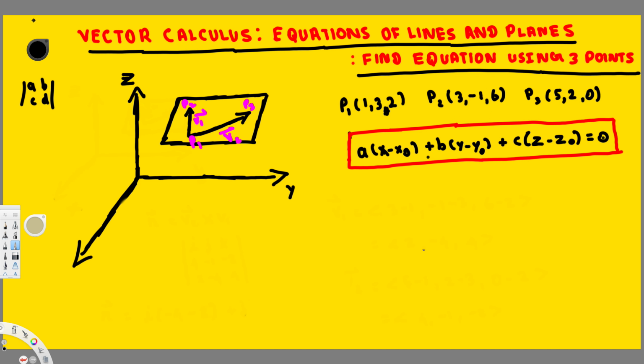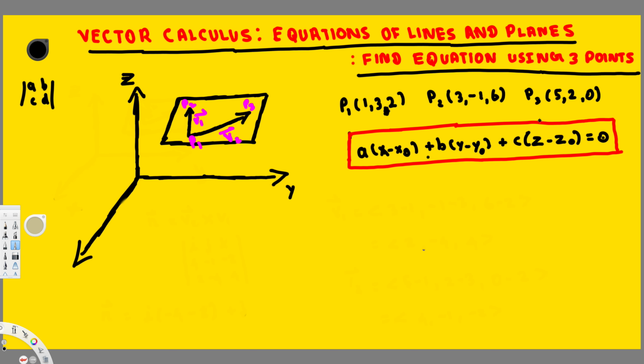Let's try this one right here. So here we have a plane in 3D space, and also 3 points are provided, 3 points of this plane, right? And the question is asking, find the equation of this plane in 3D space using these 3 points.